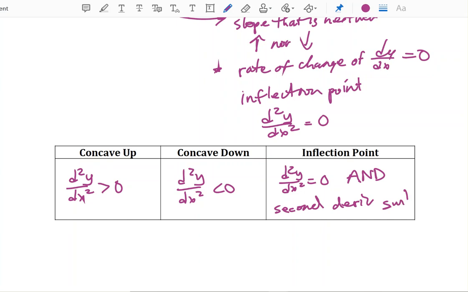But what made it an inflection point was that we also saw that the second derivative switched signs. What made it an inflection point was not only that the rate of change of the slopes was 0 at that point, but that it switched from being concave down to concave up.